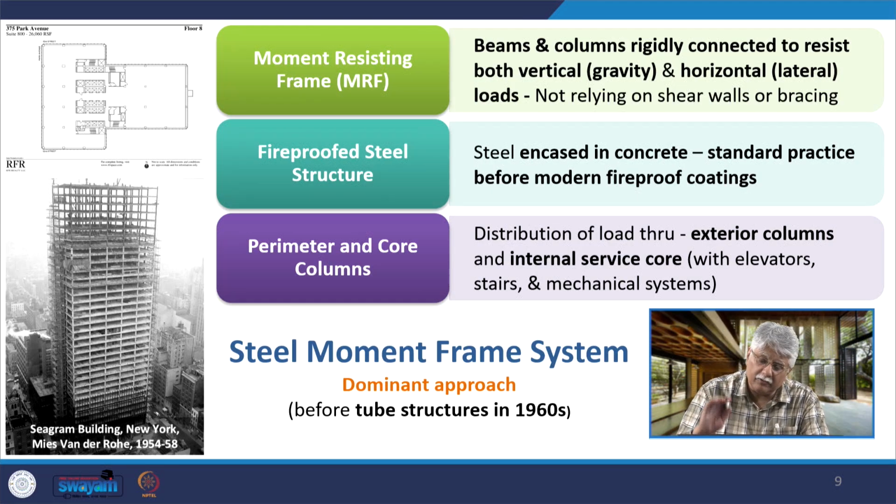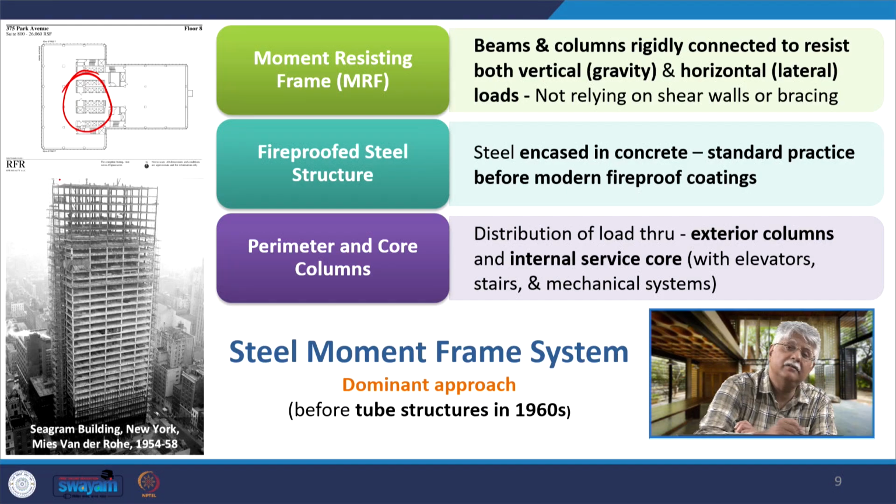The steel was fireproofed by encasing it in concrete. It was standard practice because modern fireproof coatings had not yet been introduced. For the perimeter and core columns, the distribution of loads was done through exterior columns and the inner service core, with elevators, stairs and mechanical systems in the inner service core.